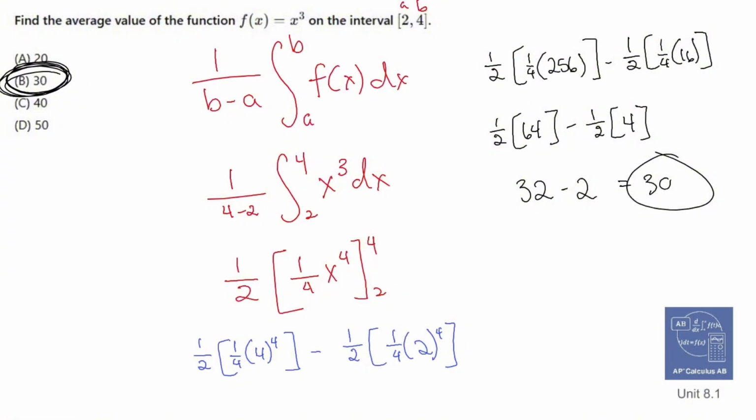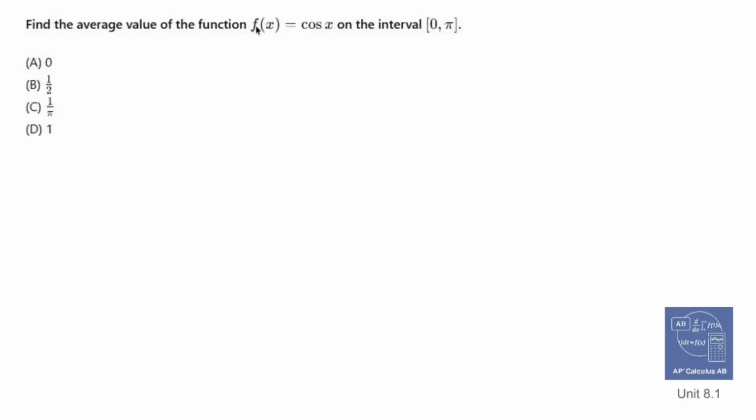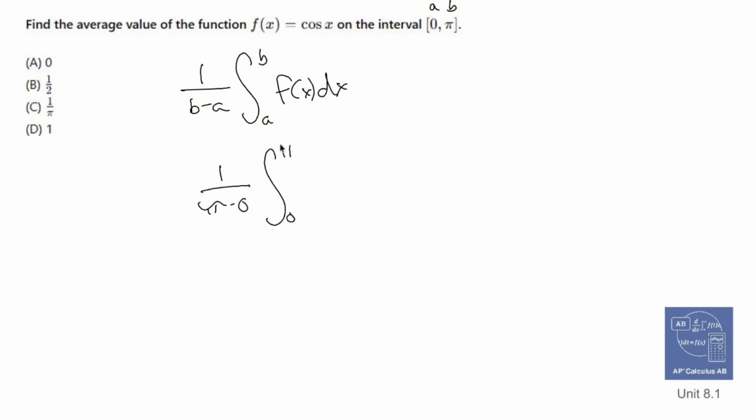Isn't that fun? Find the average value of the function f of x equals cos x on the interval 0 to pi. We are going to use the average value integral formula. That's 1 over b minus a, where you would be my a and you would be my b. And then we're going to multiply that by the integral from a to b of f of x dx. So now let's plug stuff in. 1 over pi minus 0 times the integral from 0 to pi of f of x, which was cos x dx.